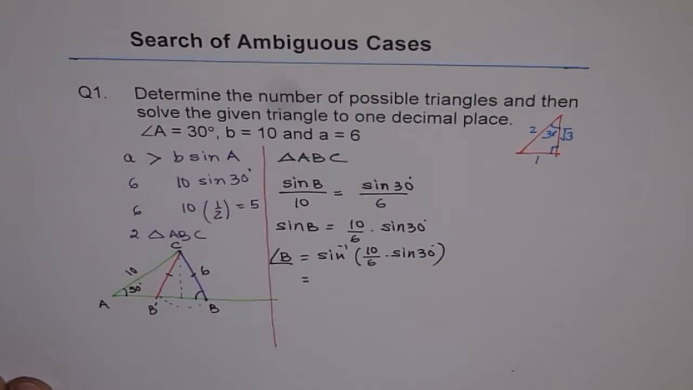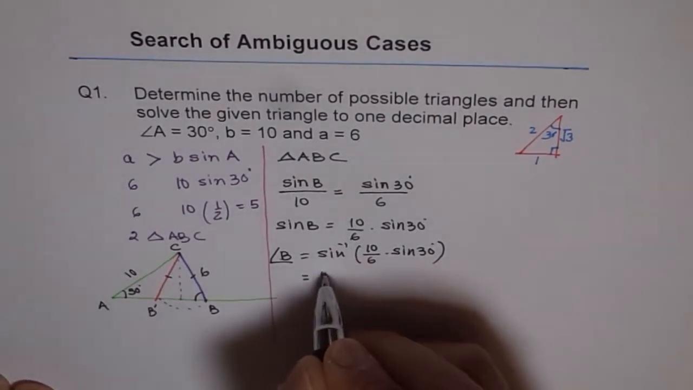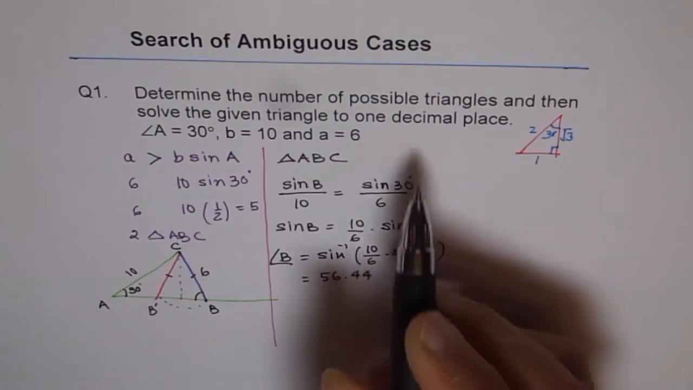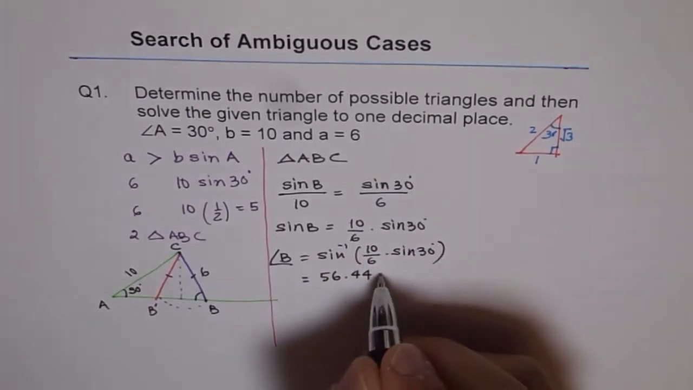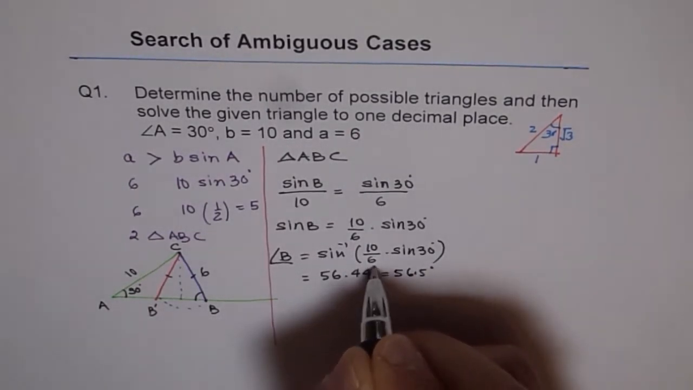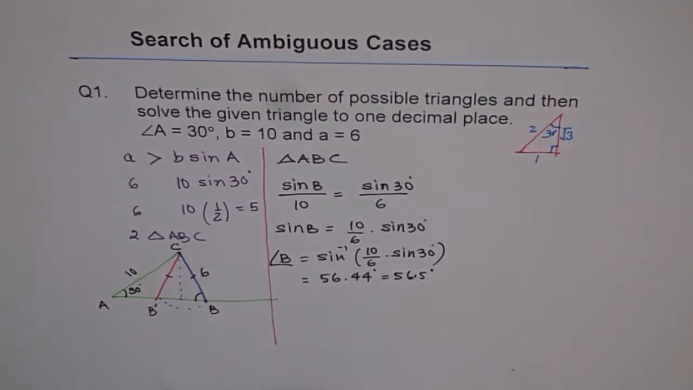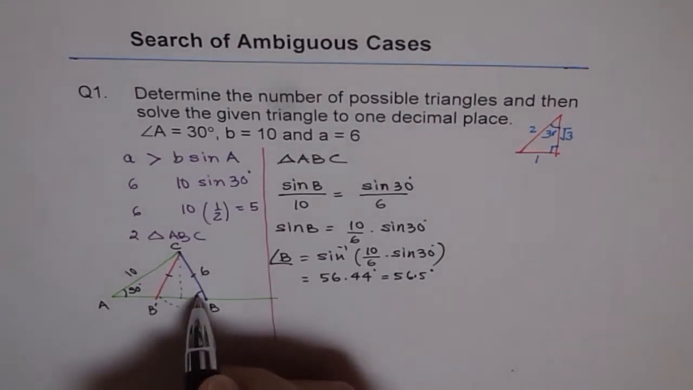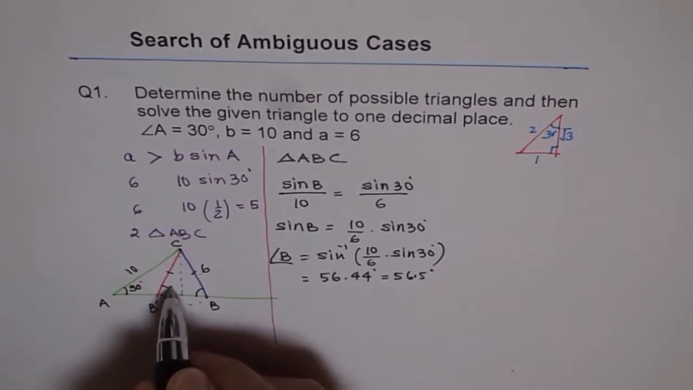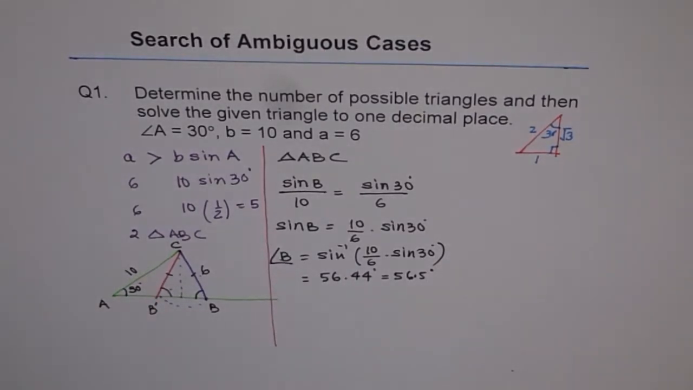56.44. So we get this as 56.44, right? Now rounding to one decimal place, we can write this as 56.44 degrees, correct? So let's say this is 56.5 degrees. Now if this is 56.5 degrees, this is an isosceles triangle, so that is also going to be 56.5 degrees, correct?